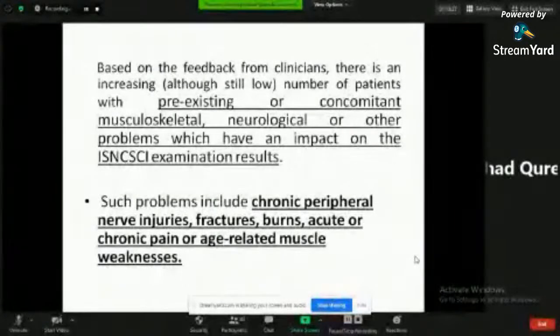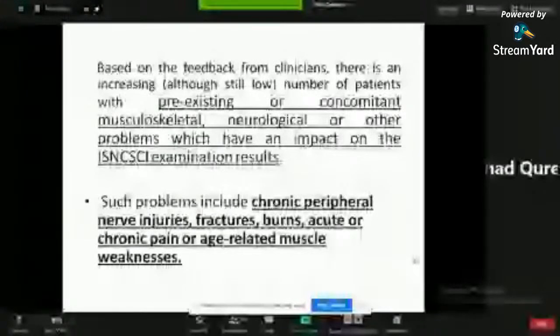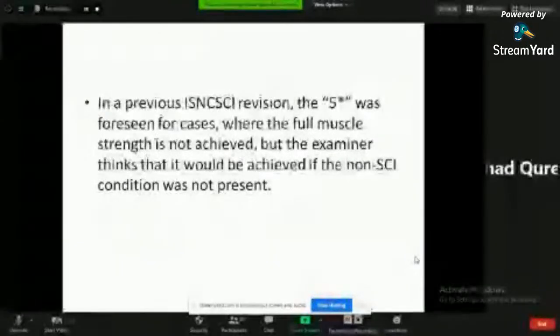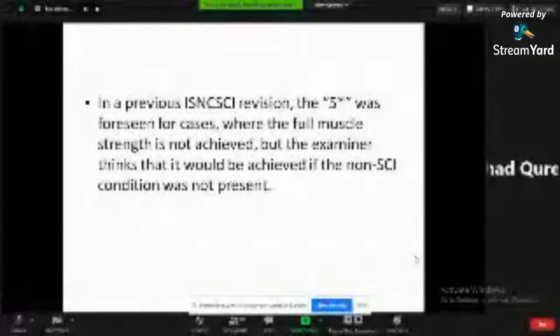Based on the feedback from the clinicians, there is an increasing number of patients with pre-existing, concomitant or associated musculoskeletal or neurological problems which have an impact on the examination or worksheet or assessment. Such problems include peripheral nerve injuries, acute or chronic pain, and age-related musculoskeletal disease. So if the patients have existing problems like peripheral nerve injuries, fractures, burns, there are certain considerations in the revision. In the previous revision, 5 asterisk was foreseen, or it was actually in fashion, for the cases. So what were the cases?